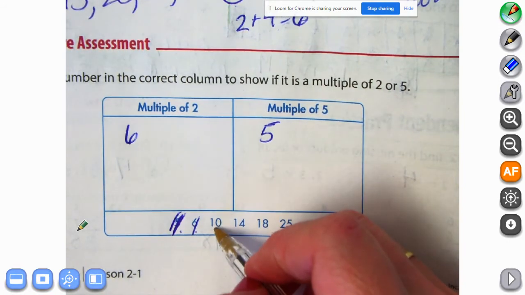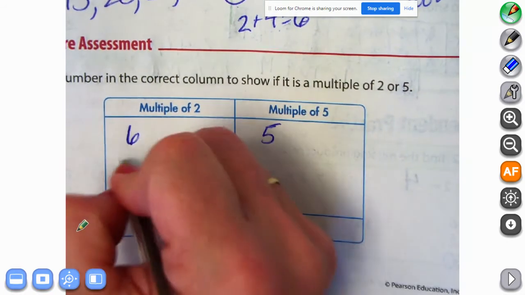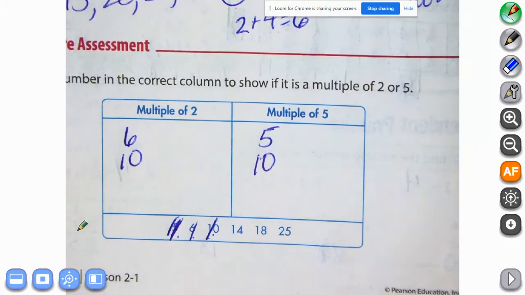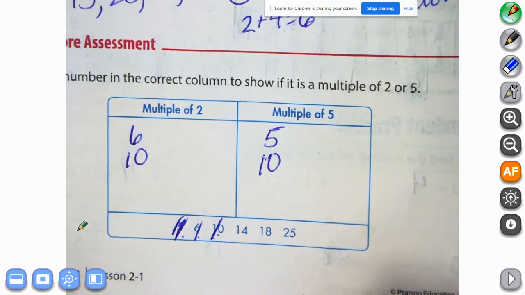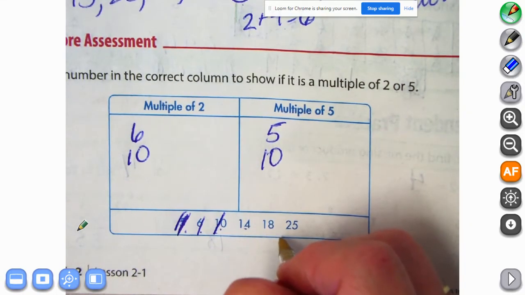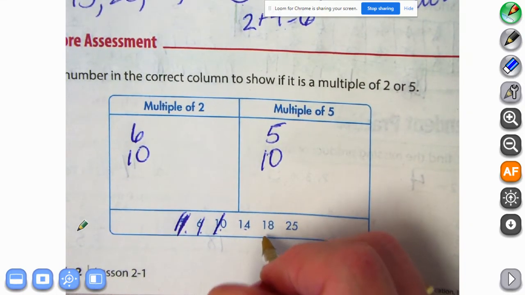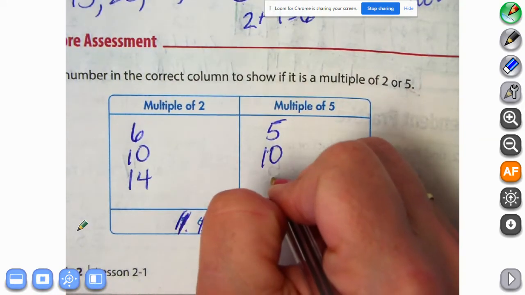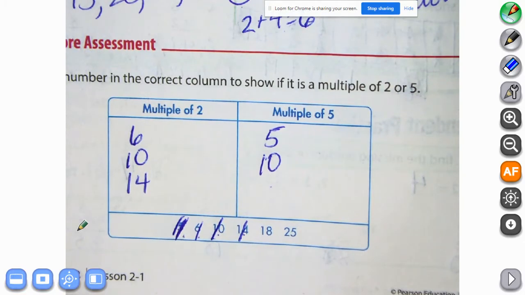2, 4, 6, 8, 10. Okay, so we counted by 2s. 5, 10. It goes in both. It's a multiple of 5 and a multiple of 2. 14. 2, 4, 6, 8, 10, 12, 14. So that's counting by 2s. 5, 10, 15. That would go right over it.